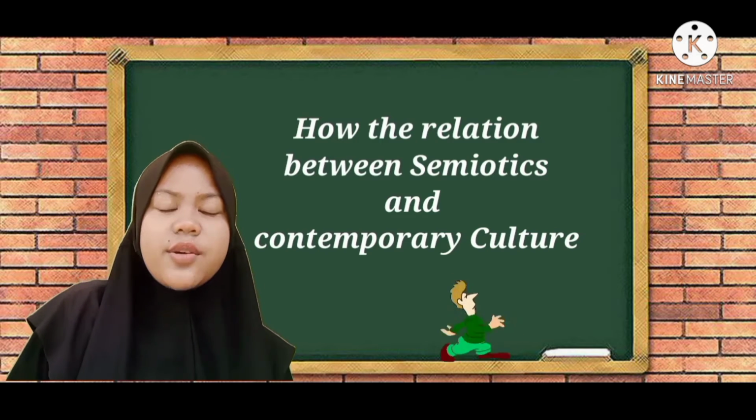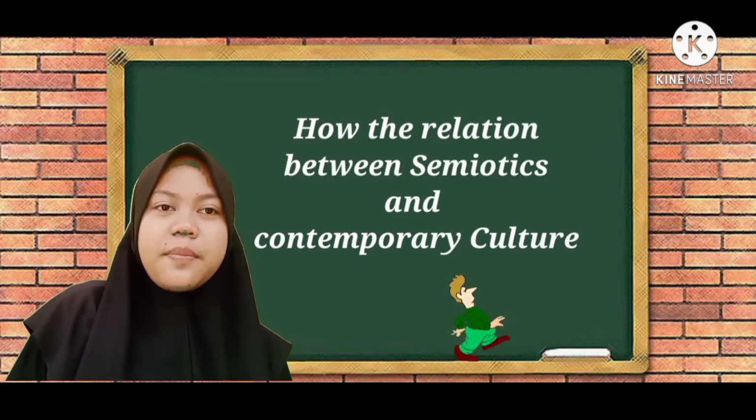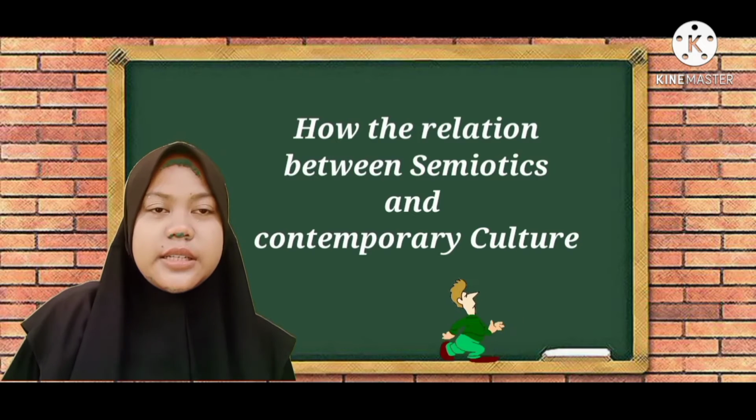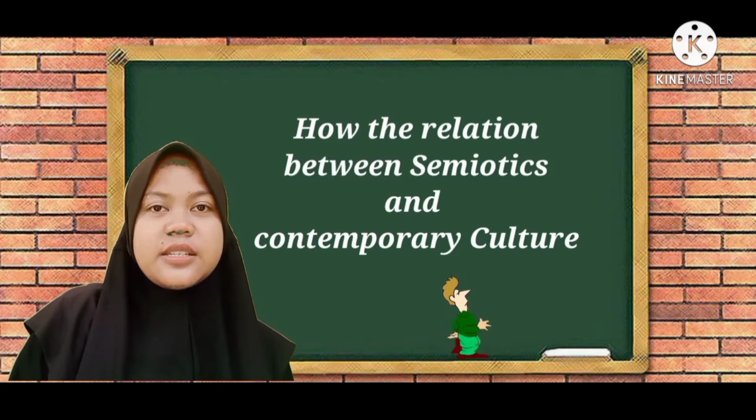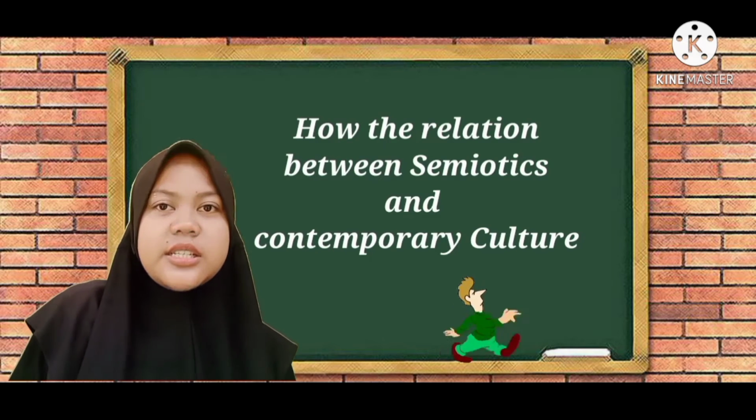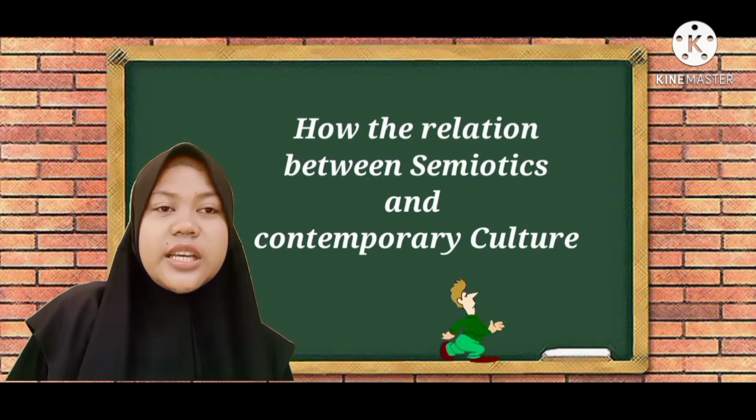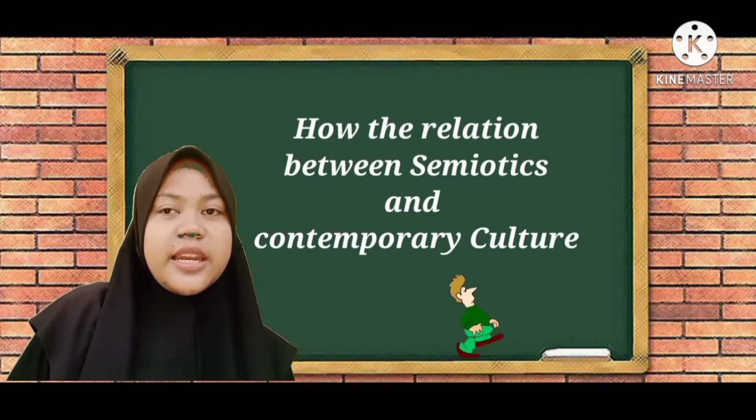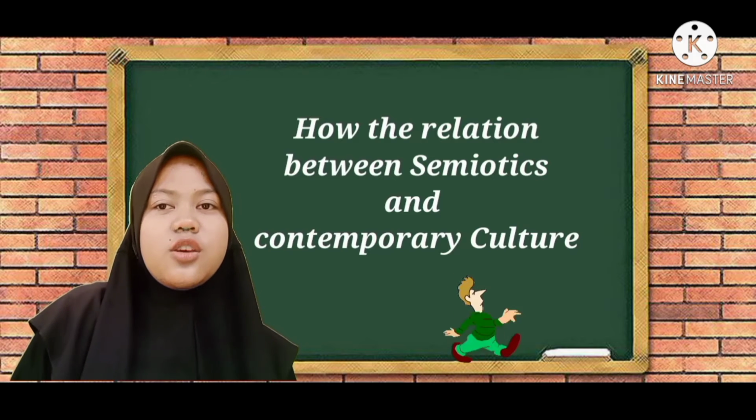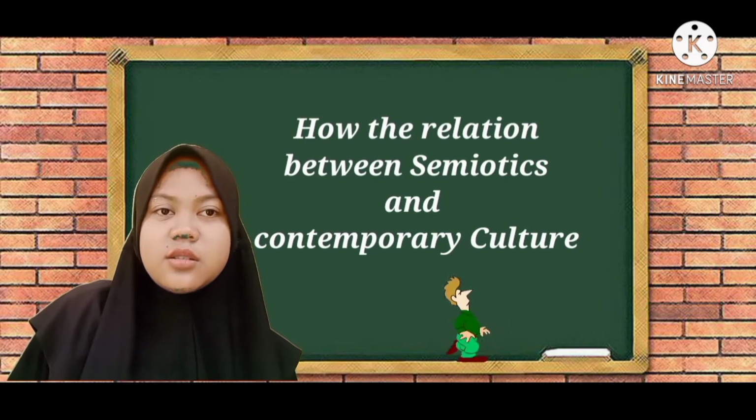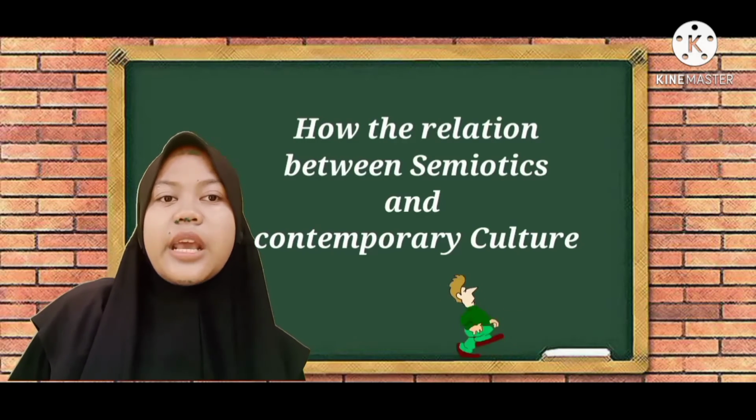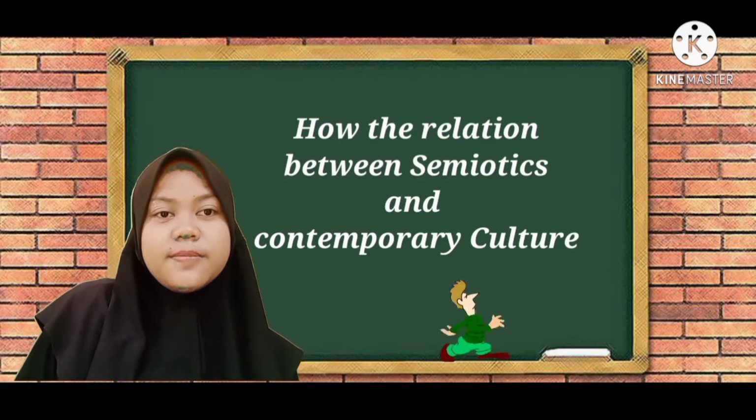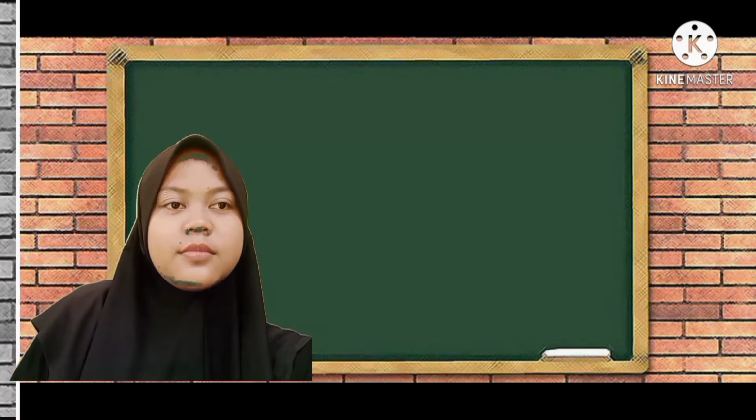So, what is the relation between semiotic and contemporary culture? The semiotic is a system to explain the intention and the goals of the language in contemporary culture. And then, the semiotic uses language interpretation to express the contemporary culture. I think that's all. Thank you.